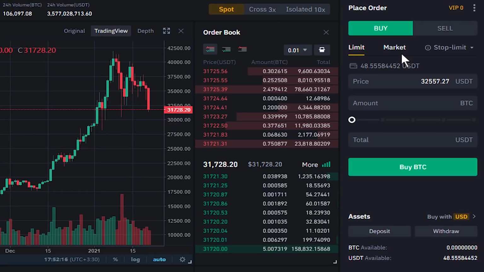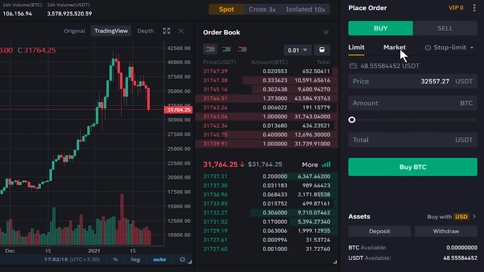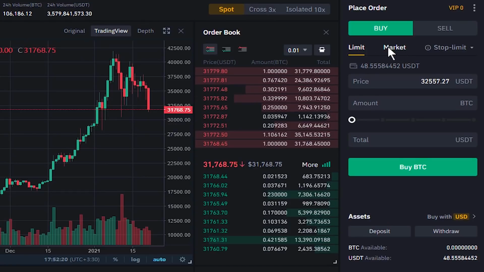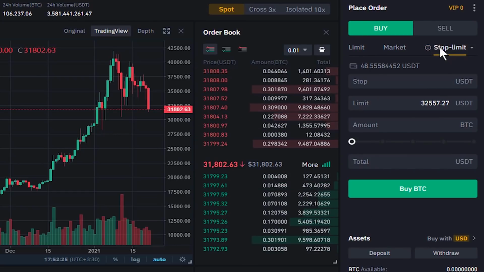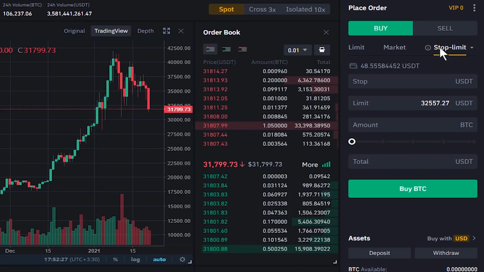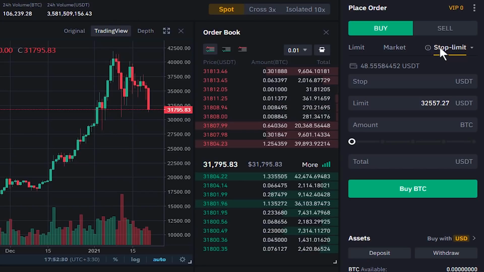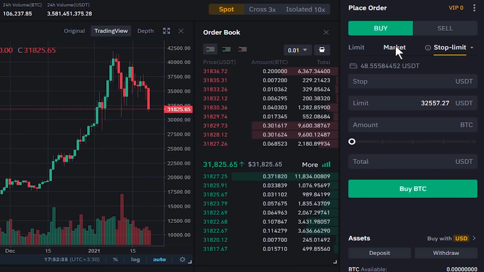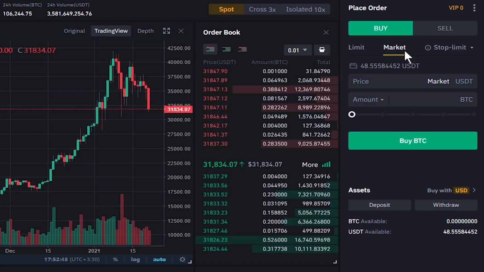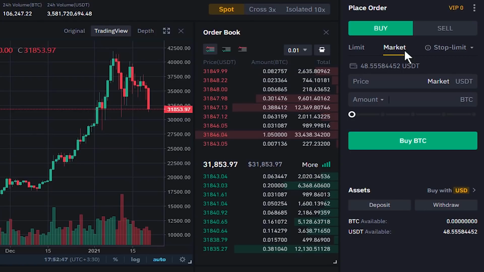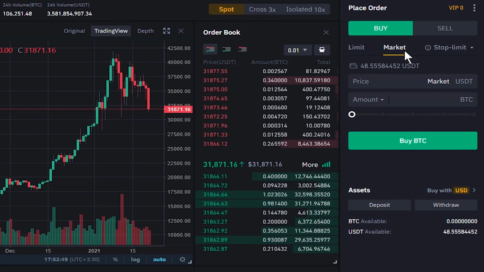These are actually the kinds of order that we can place: market order, limit order, and stop limit order. And you must understand what they are and how they can be helpful in different situations. Let's begin with market order. With the help of a market order, you can buy or sell quickly at the best current available price.